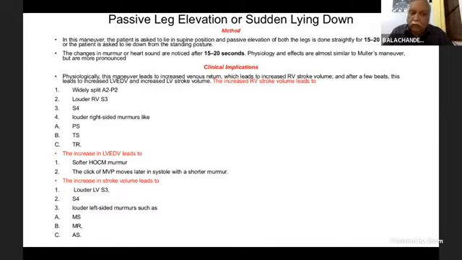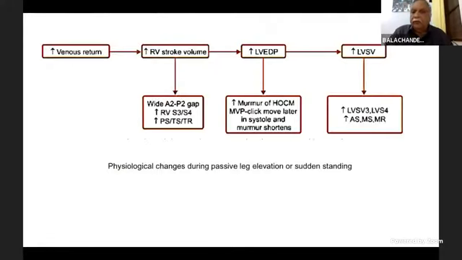And the increase in stroke volume will lead to a louder LV S3 and S4, and louder left-sided murmurs such as MS, MR, and AS. So all these are possible when there is a passive leg elevation or a sudden lying down. This is just to see the physiological changes during passive leg elevation. For everything, there should be a circulatory change and physiological change, which will be asked.